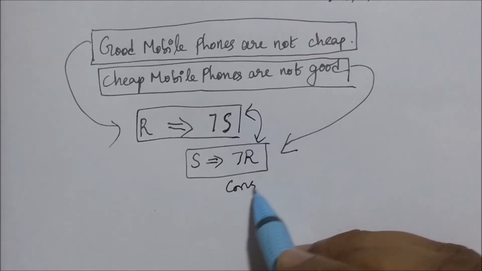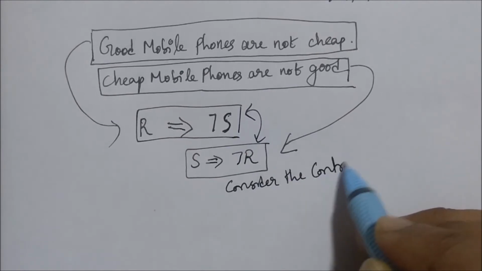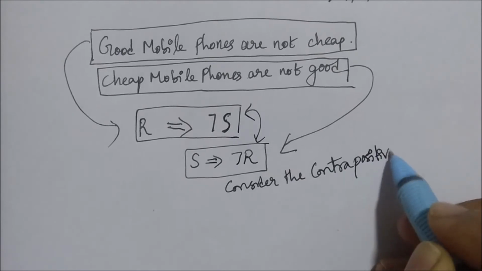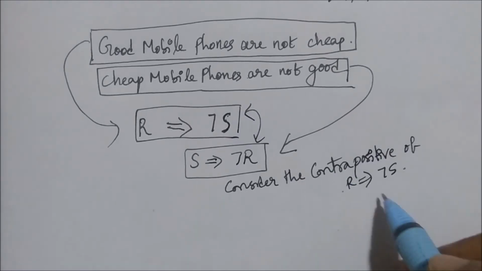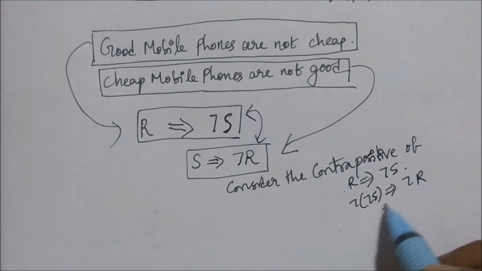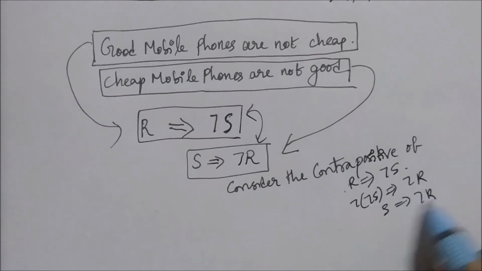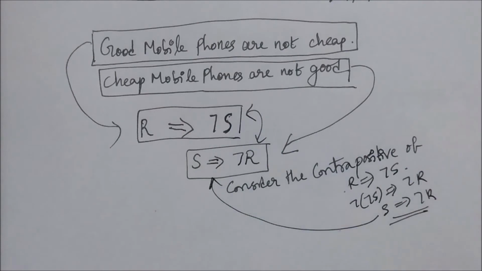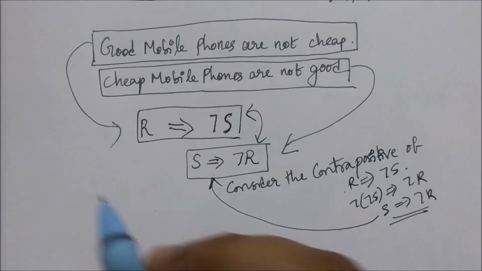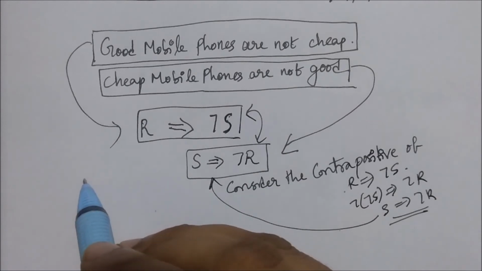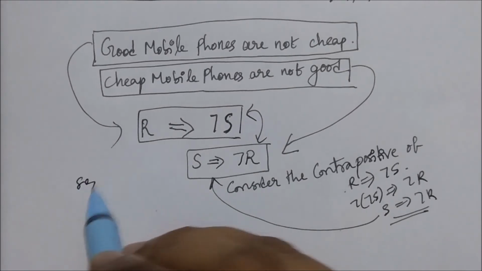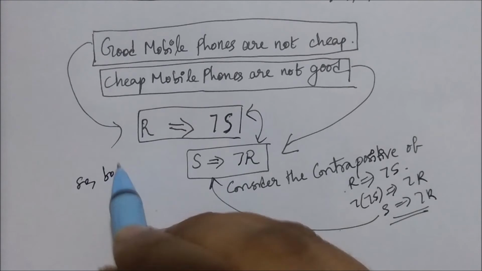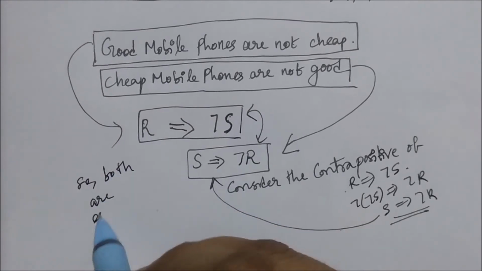Now see both of them. Now R implies not S. This is a conditional statement, and if you look at the contrapositive of that statement, we get negation of not S implies not R. That is S implies not R. So we get that the contrapositive of R implies not S is S implies not R. And similarly S implies not R has a contrapositive as R implies not S. We know that a conditional statement and its contrapositive are equal.